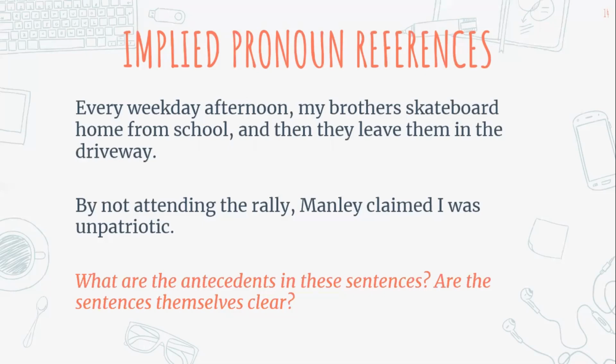So here we have two more statements. Number 1, every weekday afternoon, my brothers skateboard home from school. Then they leave them in the driveway. And then number 2, by not attending the rally, Manley claimed I was unpatriotic. So what are the antecedents in these sentences? Are the sentences themselves clear? So this is my question to you now.